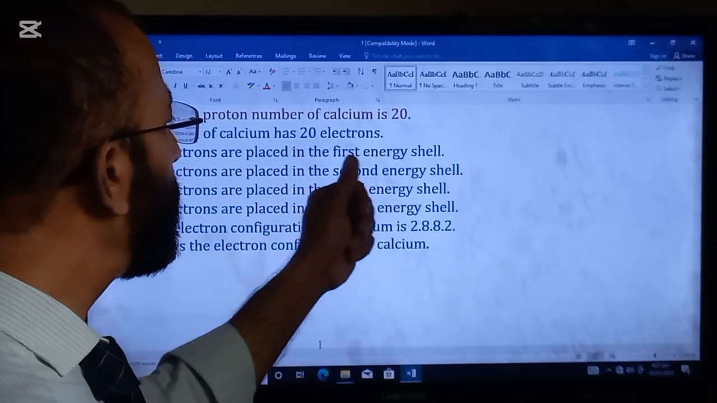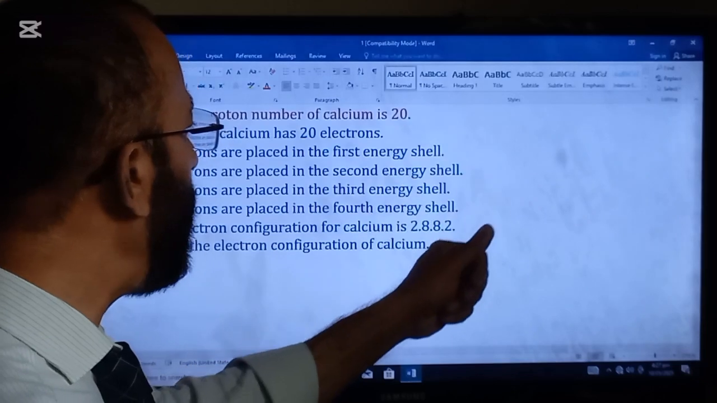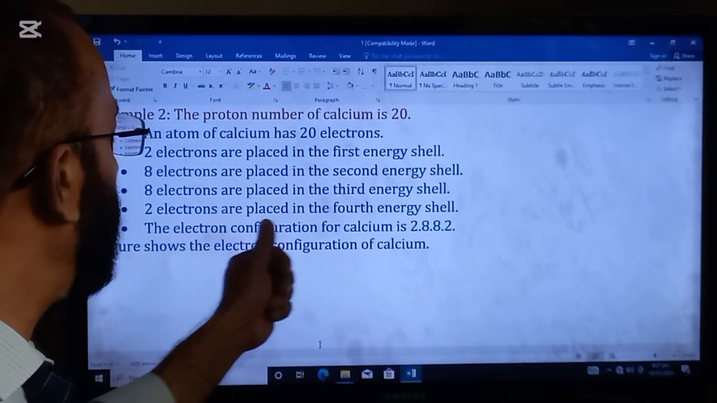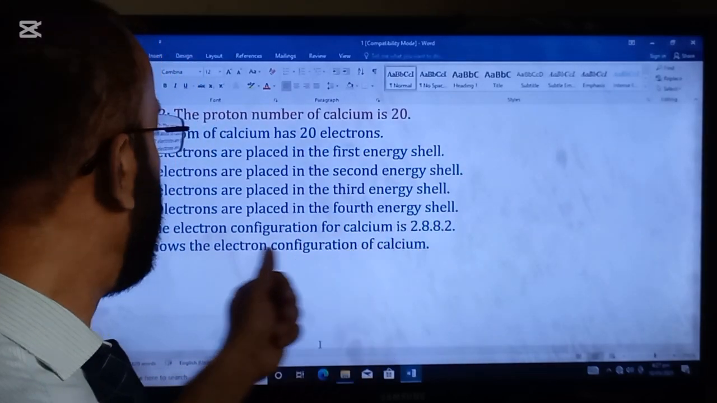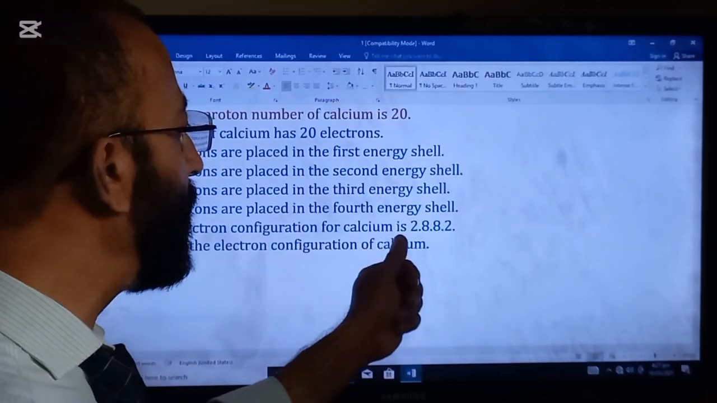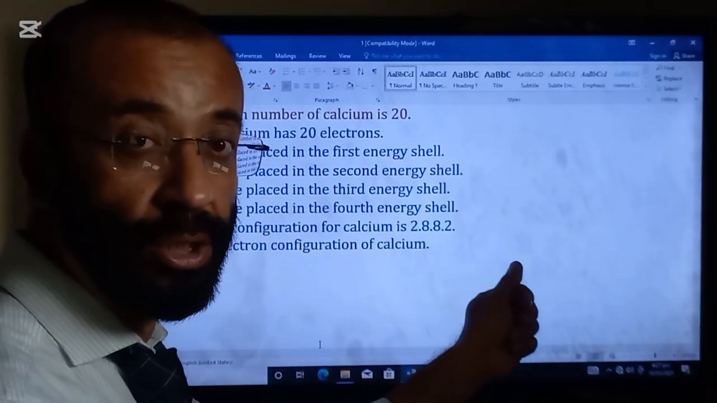So 2 plus 8 plus 8 will be equal to 18, and 2 electrons are placed in the fourth energy shell. So the electron configuration for calcium is 2, 8, 8, 2.